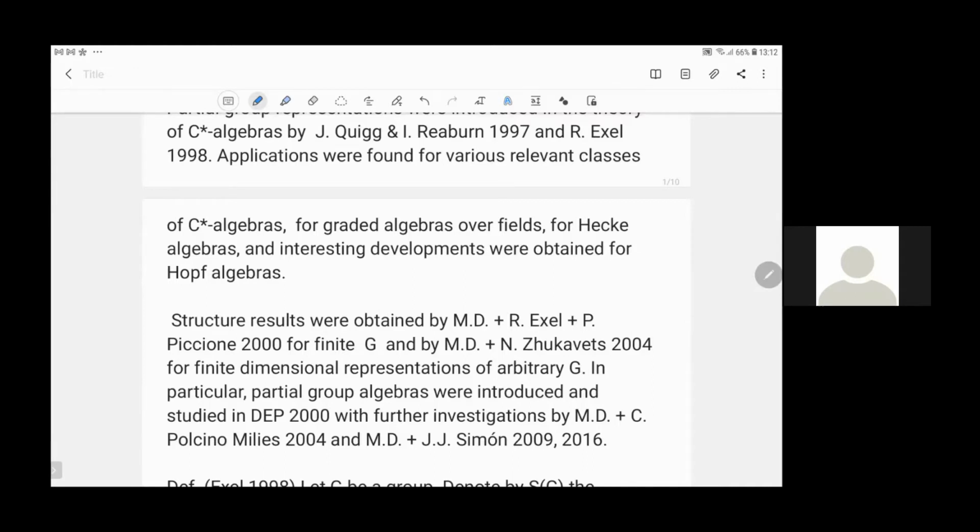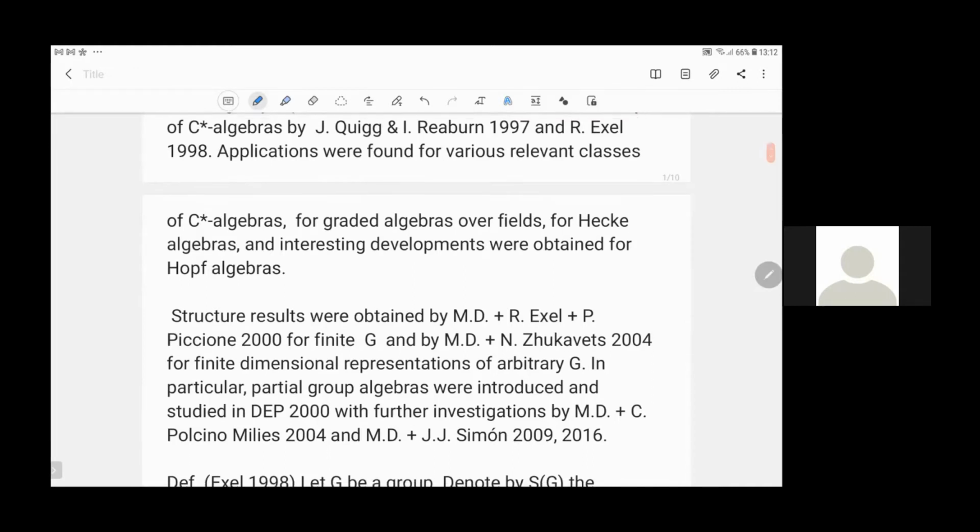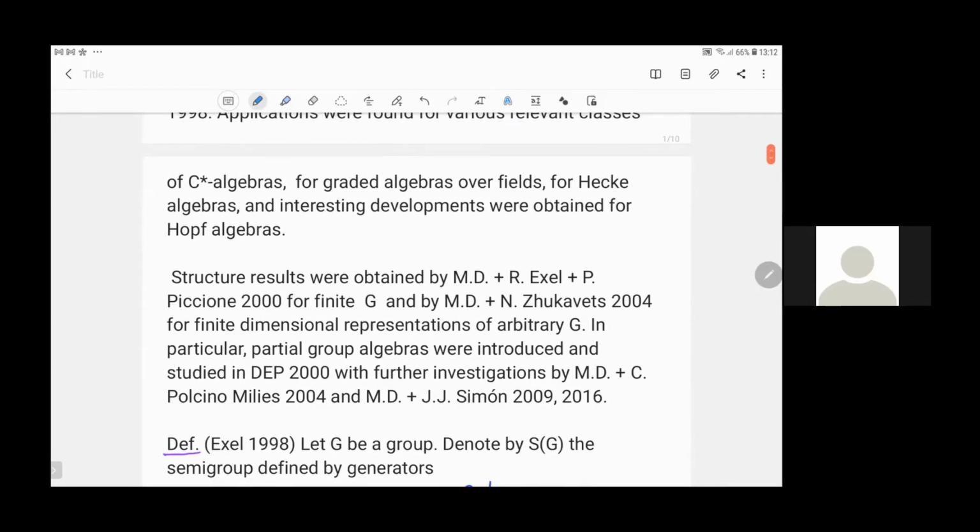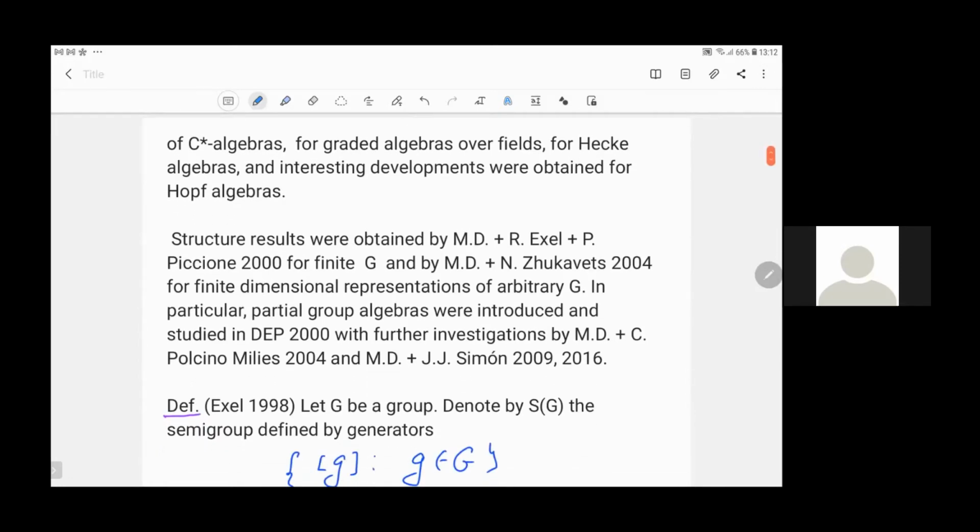Further investigations were made on partial group algebras in a joint paper with Cesar Polcino Milies, and then in two joint papers with Juan Jacobo Simón. With Juan Jacobo Simón, we concentrated mainly on the isomorphism problem of partial group algebras, asking the following question: if you have two groups and their partial group algebras are isomorphic over some field, can you say that the groups are isomorphic?